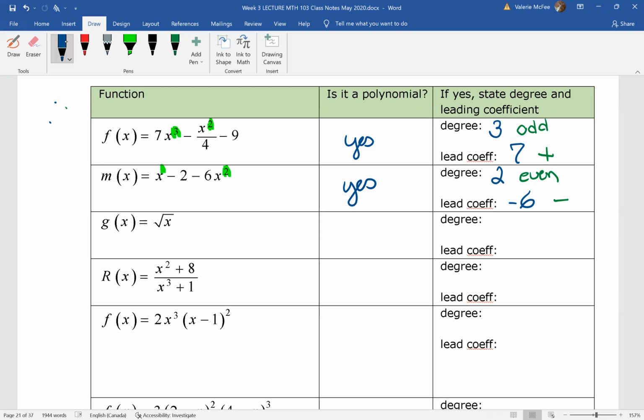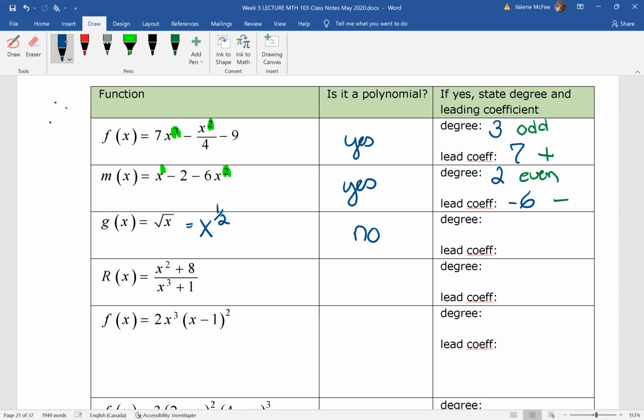What about the next one? Is it a polynomial? Well, I hope you know that this can be written as x to the power of 1/2, and 1/2 is not an integer. So no, this is not a polynomial function.